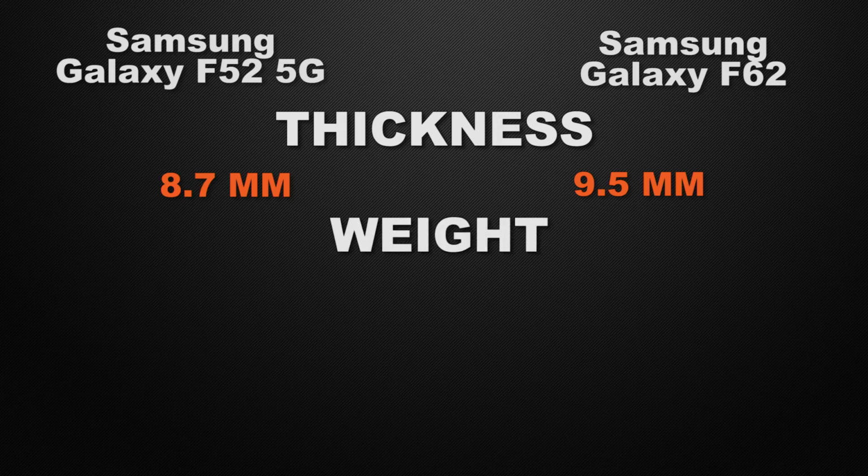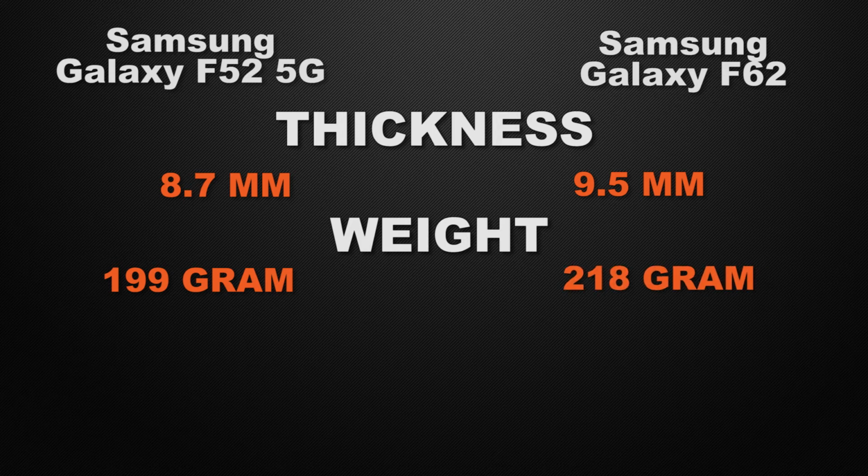Moving to the body features of the devices, let's start with the thickness. F52 has 8.7mm of thickness, whereas F62 has 9.5mm. So the winner here is F52 because it has a slimmer body design. Talking about the weight, F52 has 199 grams, whereas F62 has 218 grams. So the winner here is F52 because it has a lighter body weight.